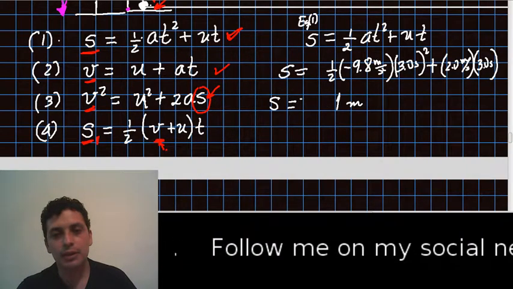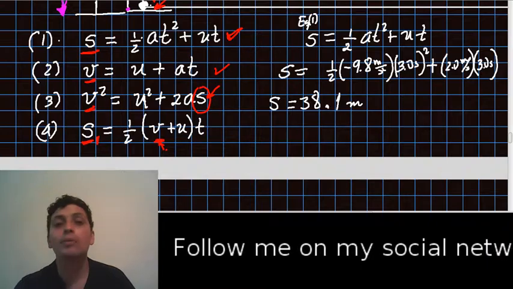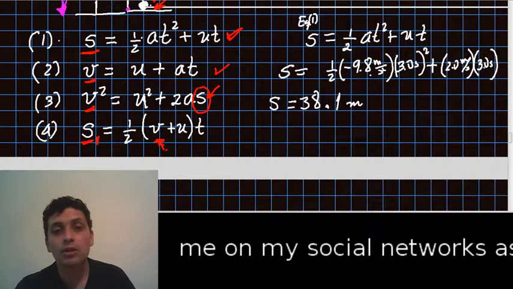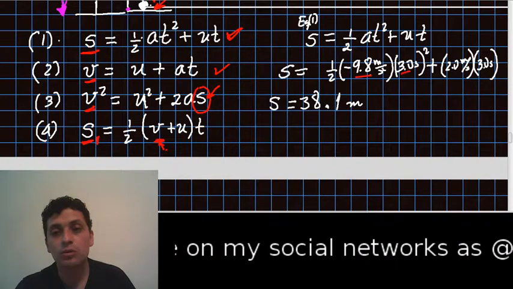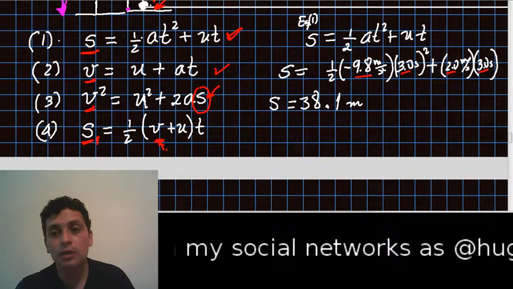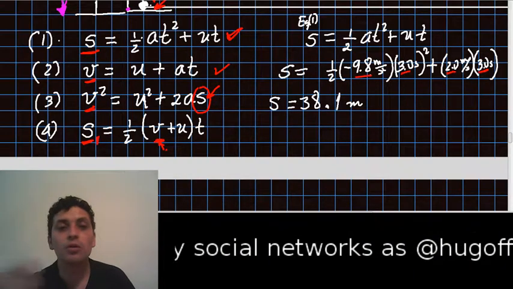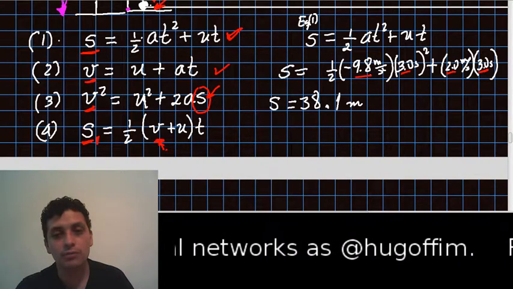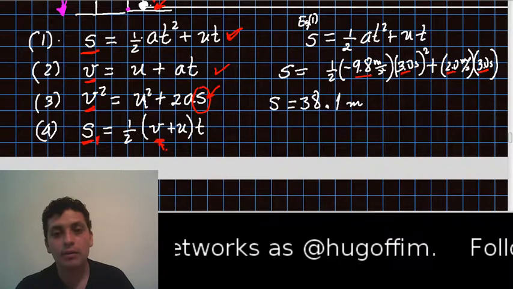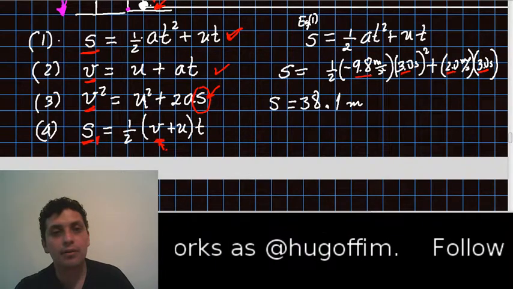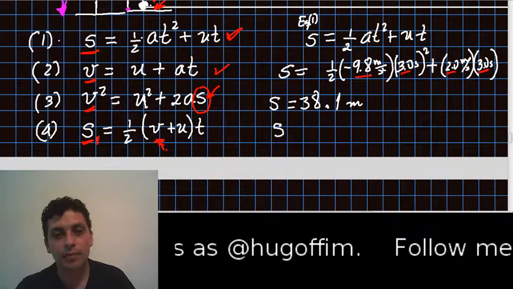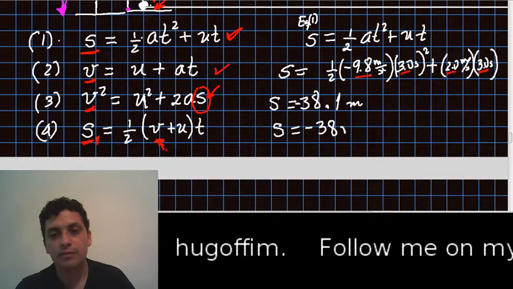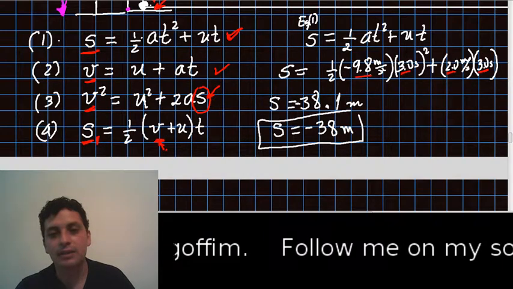Here we need to remember that even though the answer is 38.1 meters, we have to round because we just have two significant figures on each value. Look at 2, 2, 2, and 2. So we have to round using two significant figures. So the answer will be 38. Okay, it should be negative 38. The displacement is negative.